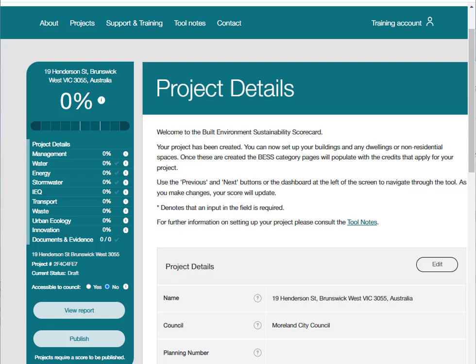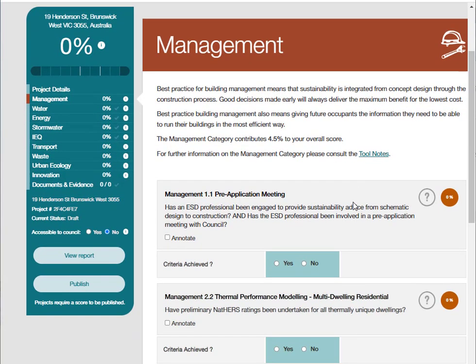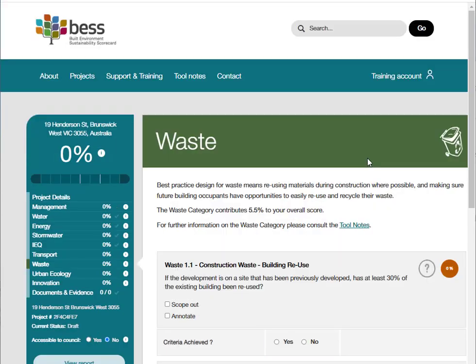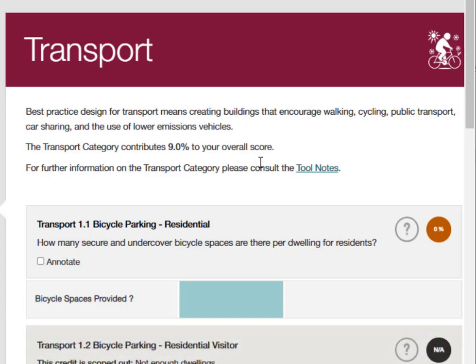All of the category pages in BESS have credits. Credits are what drive the scoring in BESS. Let's look at the type of credits. For most credits in BESS, you enter information in the credit itself. Some are a yes or no answer, such as this credit for building reuse in the waste category. Some credits require a numerical answer, such as the bicycle parking credits on the transport page.